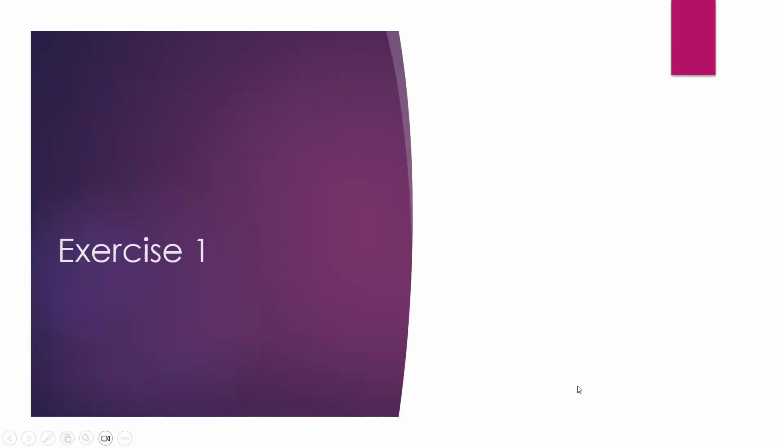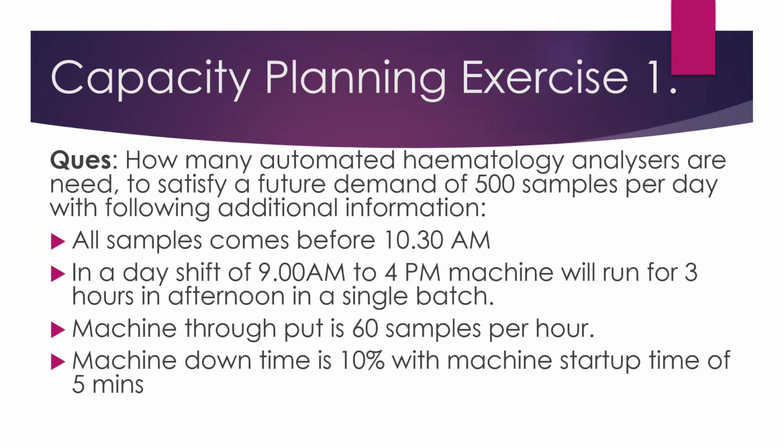So let us go through exercises and solutions in detail so that you can understand better. So the first exercise is how many automated hematology analyzers are needed to satisfy a future demand of 500 samples per day with the following additional information. All samples come before 10:30 a.m.